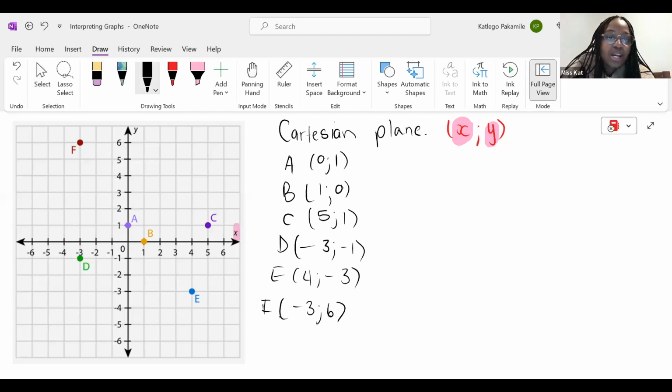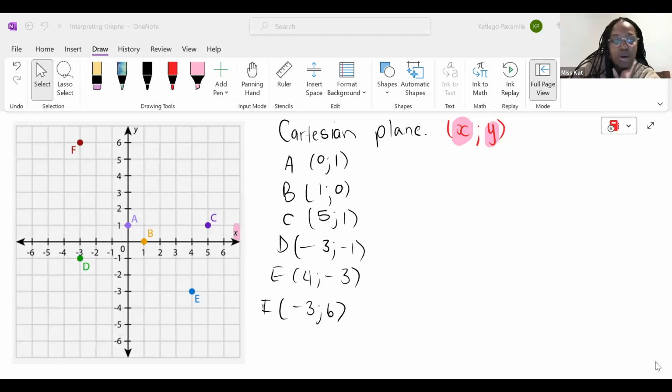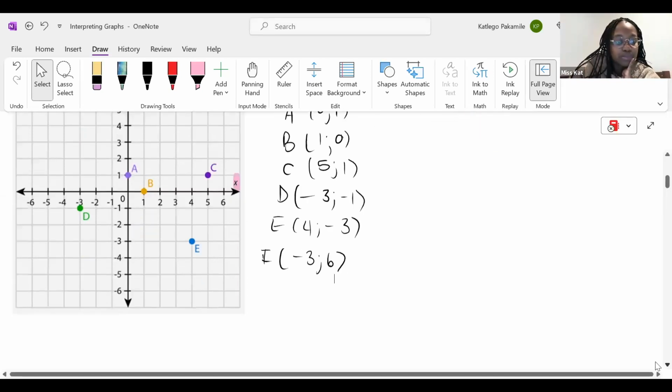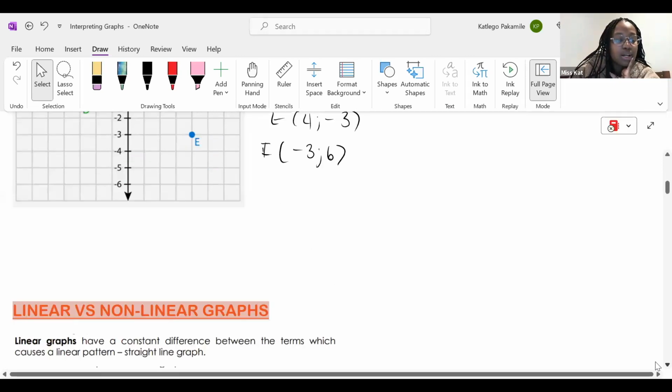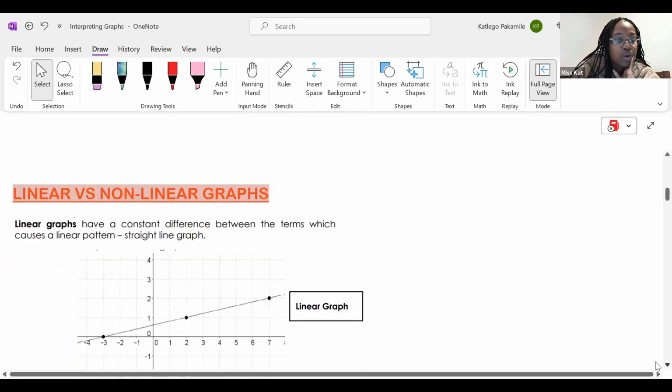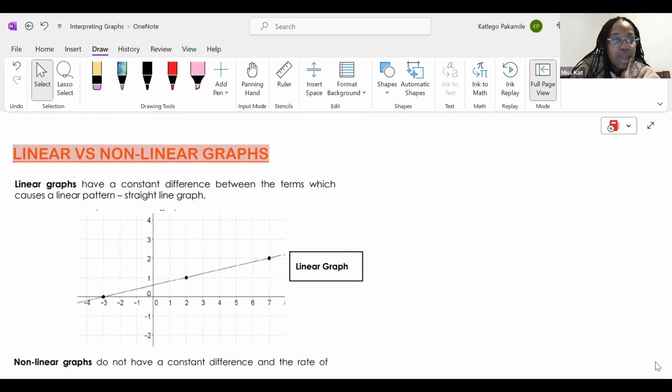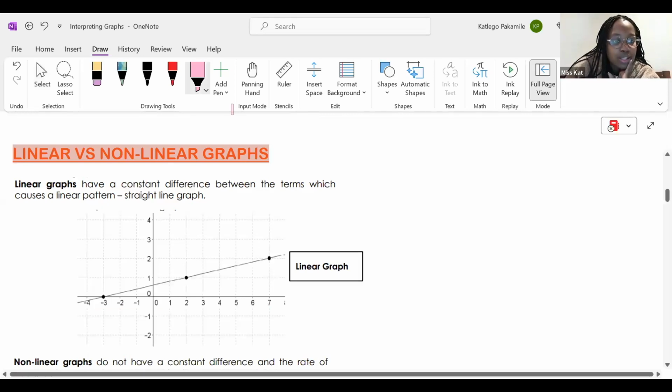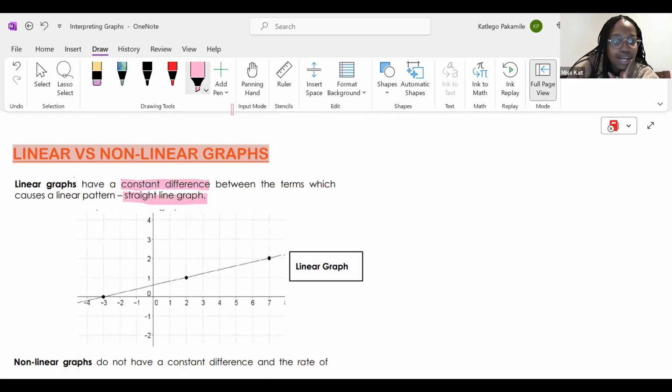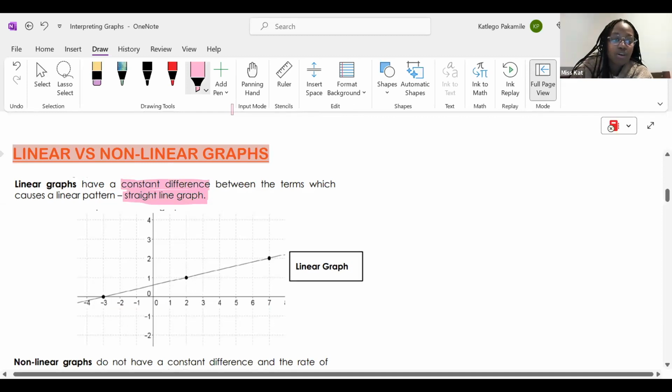Okay. So we remember how to find points and probably how to plot them, right? Now we're going to look at types of graphs. Linear versus nonlinear graphs. A linear graph has A, a constant difference between the terms, and B, the graph is a straight line graph. So constant difference and straight line. Those are 2 ways to identify a linear graph.